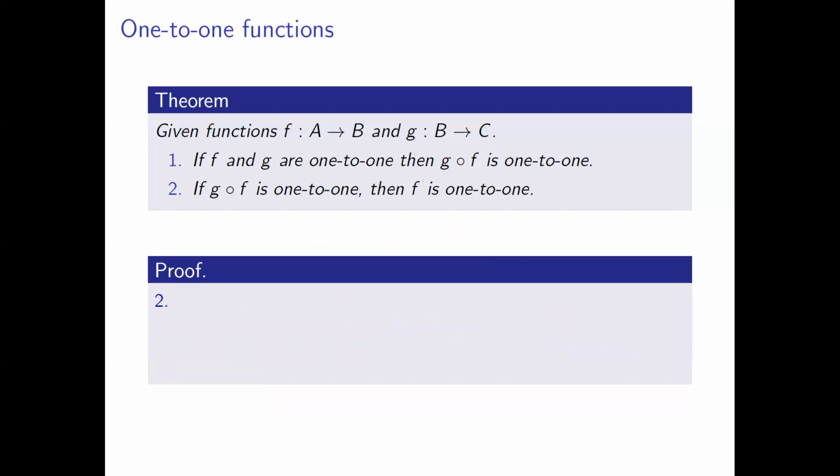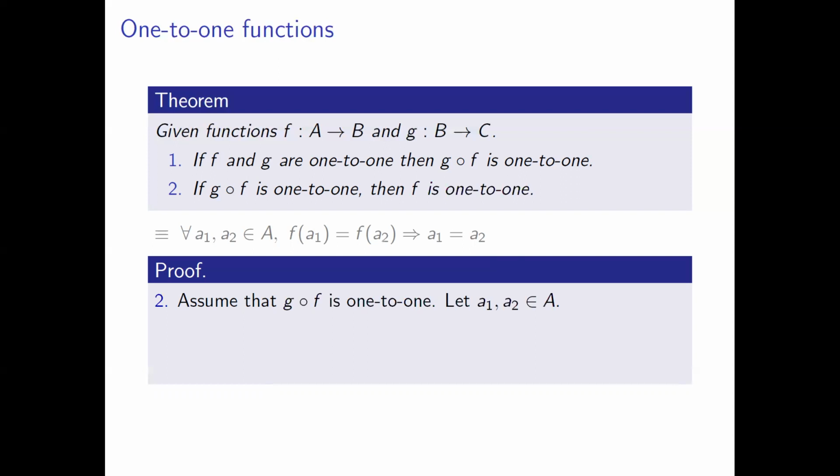Next, we prove statement 2. Assume that the composite function gf is 1 to 1. We need to show that f is 1 to 1. That is, for any elements a1 and a2 in A, if f of a1 equals f of a2, then a1 equals a2. To do this, let a1 and a2 be arbitrary elements in A, and assume that f of a1 equals f of a2. We will show that a1 equals a2.